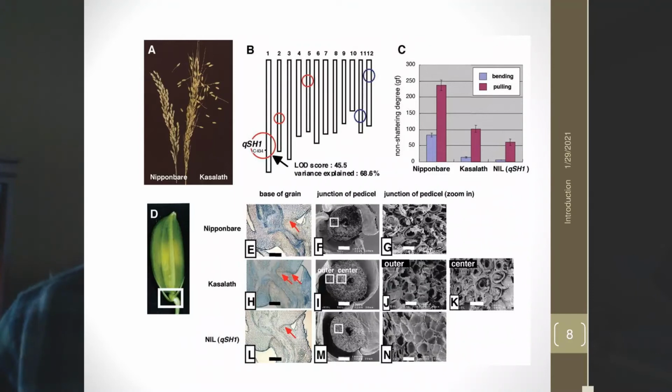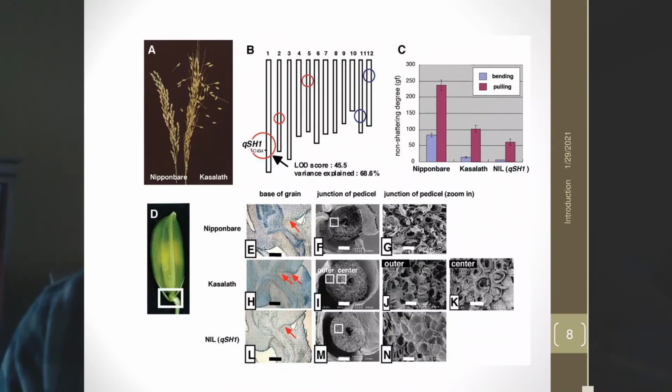And as it turns out, by interbreeding, making a series of F1 and F2 crosses between dehiscent and indehiscent varieties of rice, using restriction fragment length polymorphisms, which we will talk about a little bit later on, to map the genes within the F2 cross, we were able to identify a single gene on chromosome 1 in rice, QSH1, which was entirely responsible for rice becoming indehiscent.